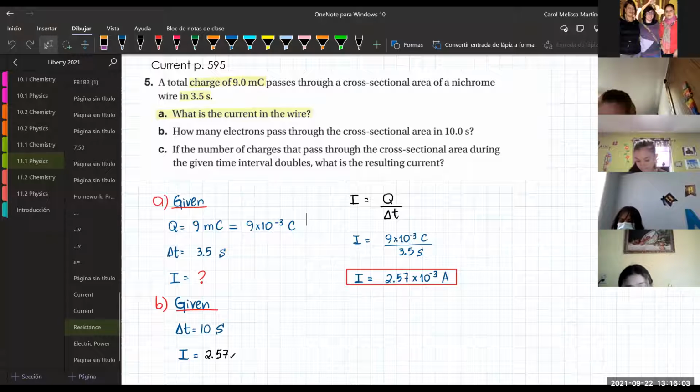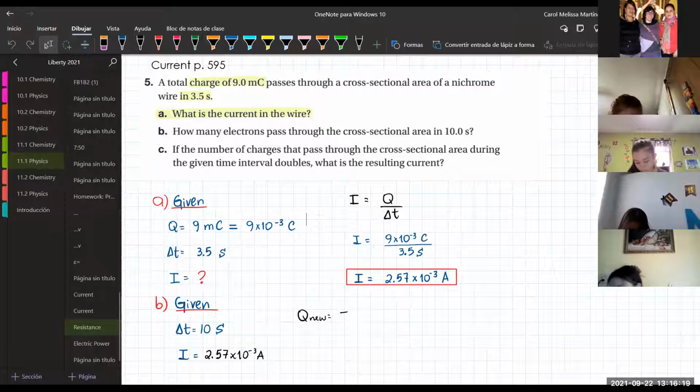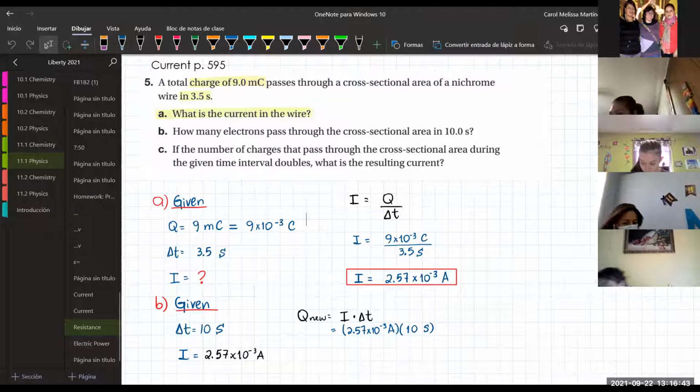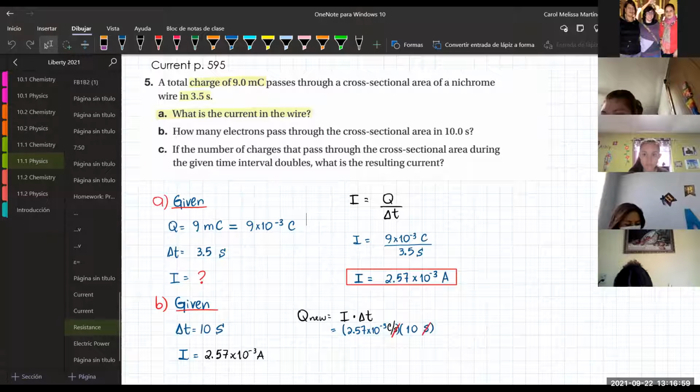So 2.57 times 10 to the negative third power amperes takes the place of a given, and we need to find the new Q. So I apply the formula to find Q: Q is equal to current times delta T. I plug in the givens. My current, 2.57 times 10 to the negative third power amperes, multiplying 10 seconds. Remember that amperes is a compound unit, coulombs over seconds. So now that you're multiplying all these units, you should be able to get rid of seconds, and the remaining unit will be just coulombs.